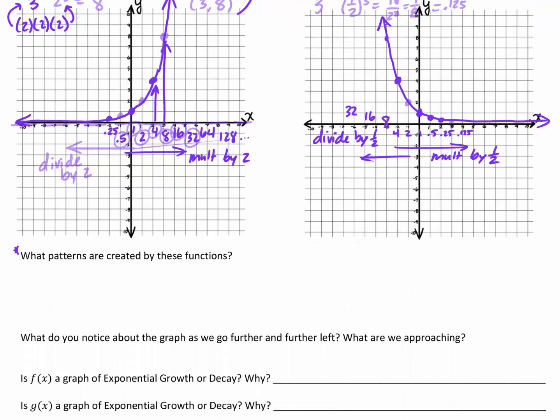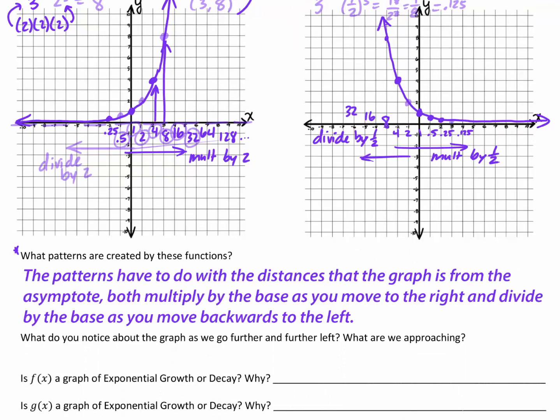Those patterns, as we discussed, are all based on distances. You don't have to write this word for word, but this is what we're saying. The distances that the graph is from the asymptote, how far the curve is from the asymptote, both multiply by the base as you move to the right, and divide by the base as you move backwards and to the left. And you can switch those ideas a little bit if you understand decay and how decay works. If it's a fraction that's less than 1, that is division.